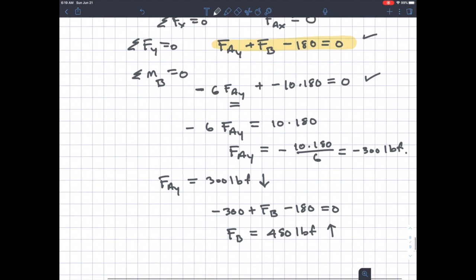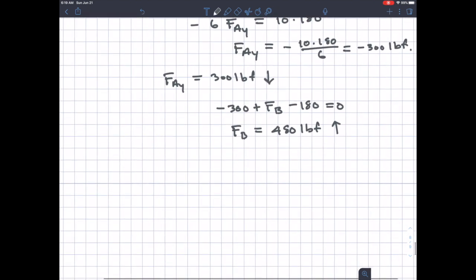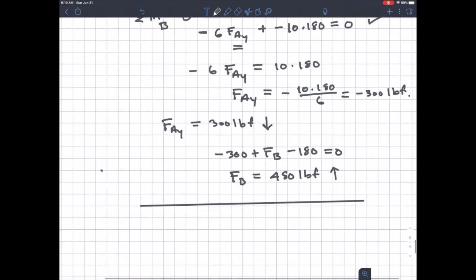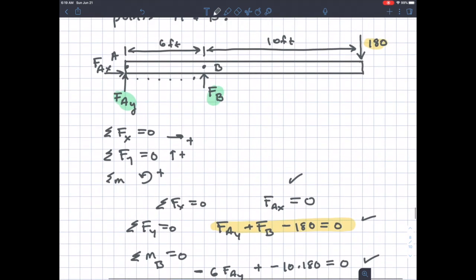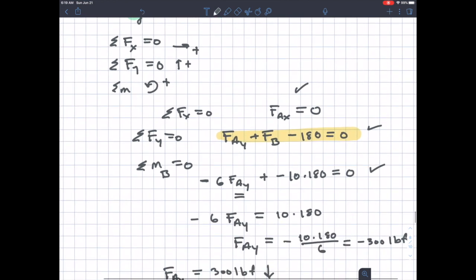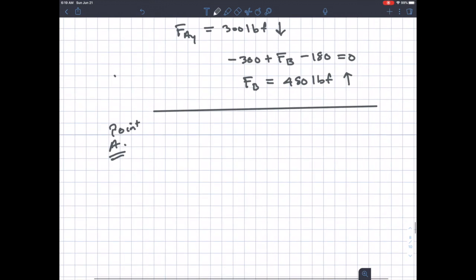Let's, though, continue to play around with this a little bit and talk about what if I had written the moment equation at a different point. Let's write it at point A instead of point B. If I'd have done that, writing the sum of moments at point A, I have FB generating a moment. It would be 6 times FB, and it would be counterclockwise. So that would make that moment positive. So 6 FB.